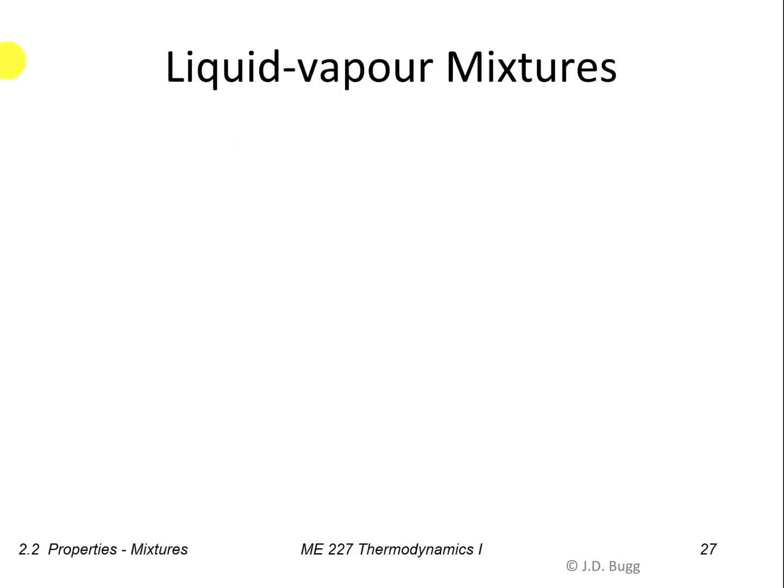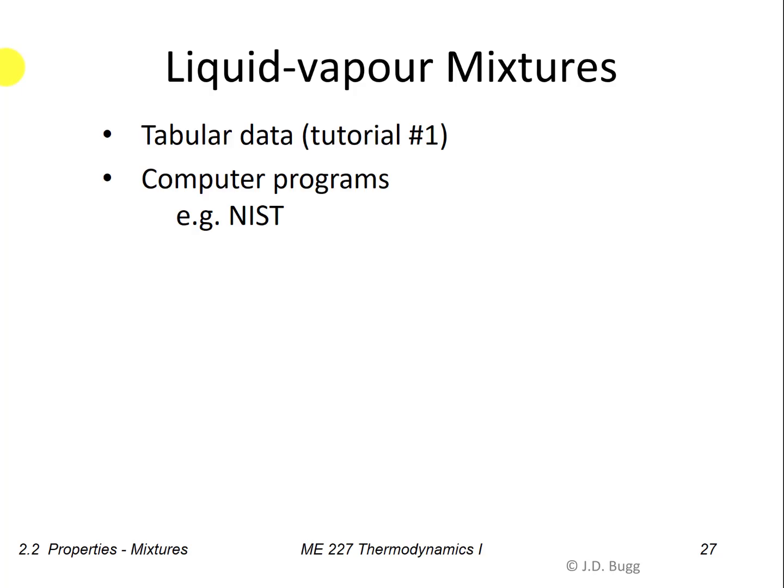Next, I want to talk about where we get information for liquid-vapor mixtures. Well, for the purposes of this class, we're primarily going to be finding property data for liquid-vapor mixtures from tabular data, and that's the entire topic of Tutorial 1. So I'm not going to repeat that information here. Tutorial 1 has a lecture that describes how to do this.